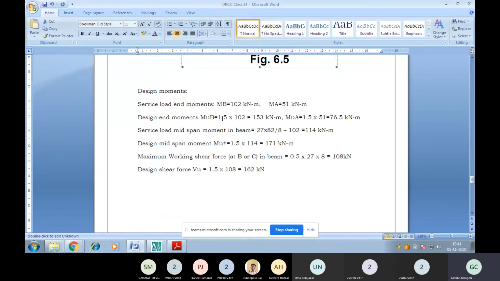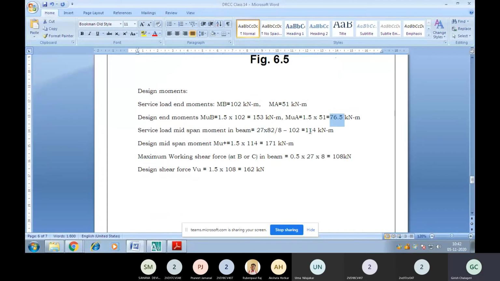So before going to that, finalize the moments here. 102 is the moment at column end. At footing end, it is 51. End moments for the column and beam is 102, which when factored, 153 is the end moment. The column moment factored is also 153. And 76 is the factored moment for footing.